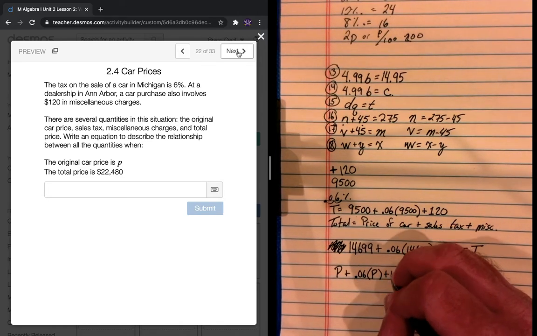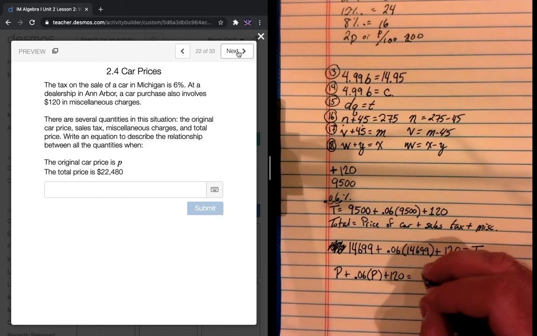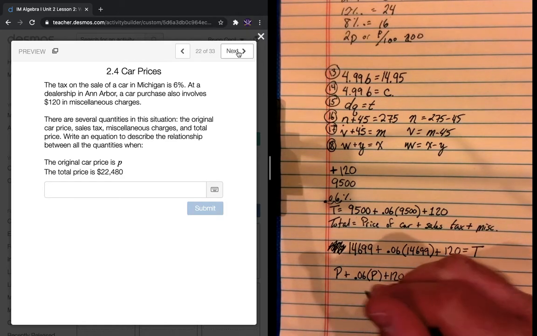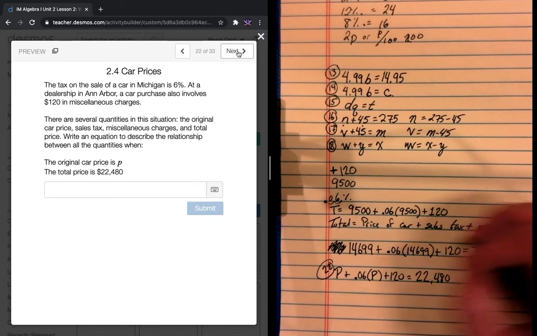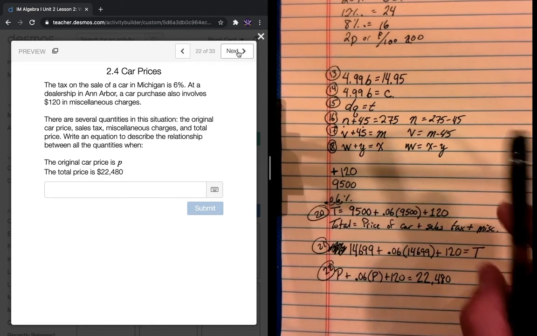But 120. But then now we do know that in total we paid $22,480. So there's my new equation for slide 22. And again, this was slide 21, and this was slide 20.